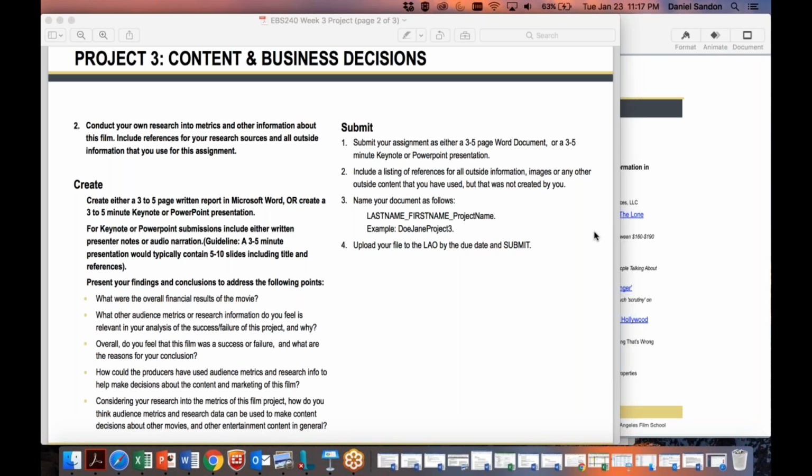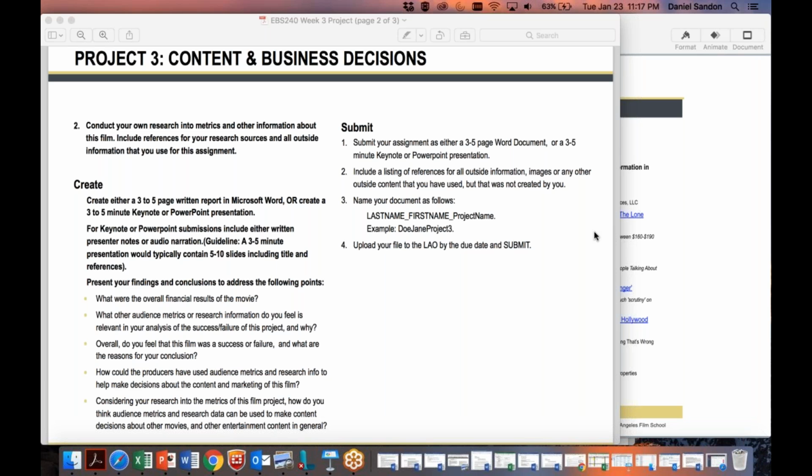All right. Number 4, how could the producers have used audience metrics and research information to help make decisions about the content and marketing of this film? Okay, so how could they have used other audience metrics and research information that would have been helpful to them to make decisions, maybe better decisions, about the content of the film and about its marketing?